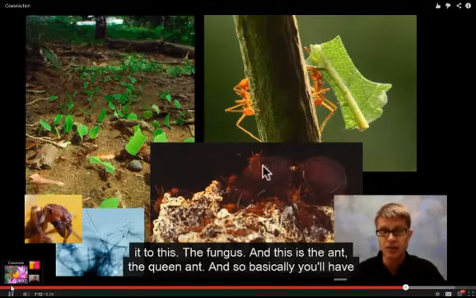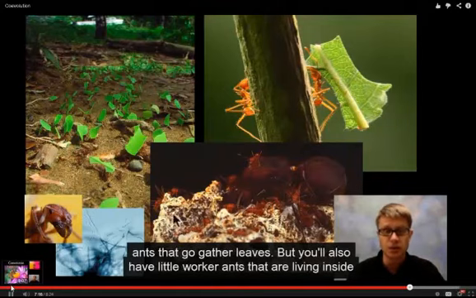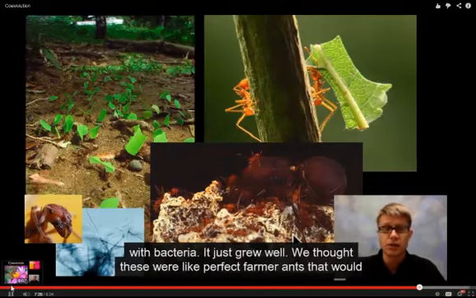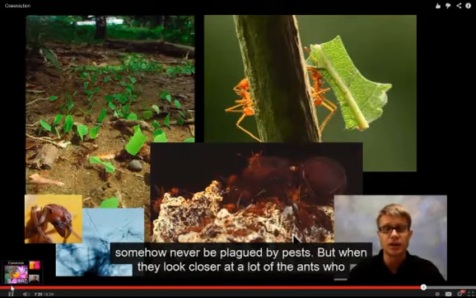And this is the queen ant. And so basically you'll have ants that go gather leaves, but you'll also have little worker ants that are living inside and on the fungus. And what they found is that the fungus never really was infected with bacteria. It just grew well. We thought these were like perfect farmer ants that would somehow never be plagued by pests.